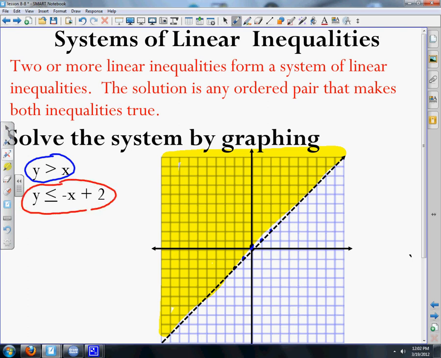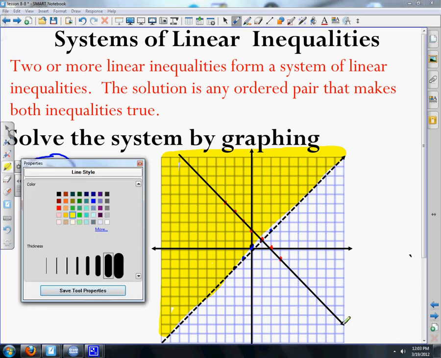Or inequality. Y is less than or equal to -x plus 2. So our y-intercept is 2. We're going to go down 1, right 1, down 1, right 1, down 1, right 1, or we can go up 1, left 1, up 1, left 1, up 1, left 1. And we connect it together with a solid line because we have the equal to sign there. And then we are going to shade, because it's less than, we're going to shade below.